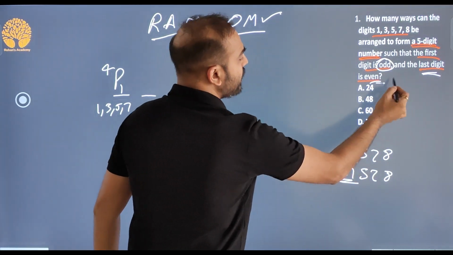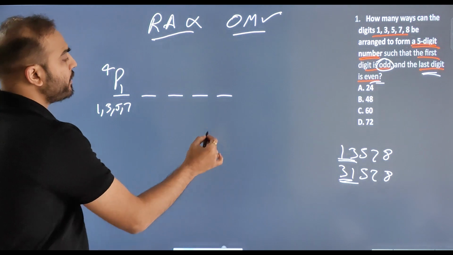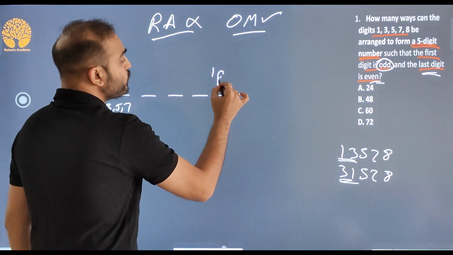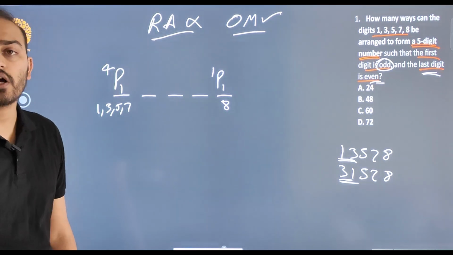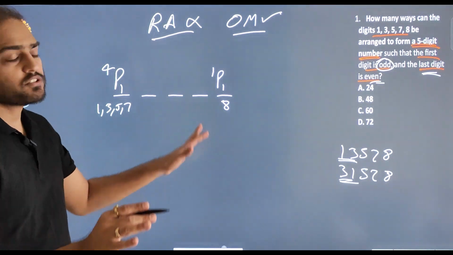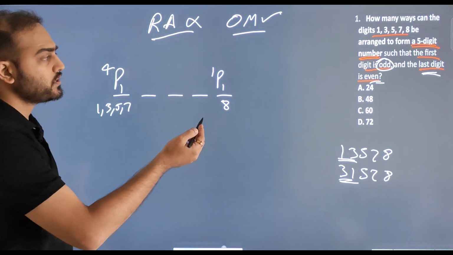Now the last digit has to be even. How many even numbers do I have? I have only 1 option. How many do I want to use? I want to use only 1 out of that. So that is 1p1. Now that my constraints are over, I solve the rest.